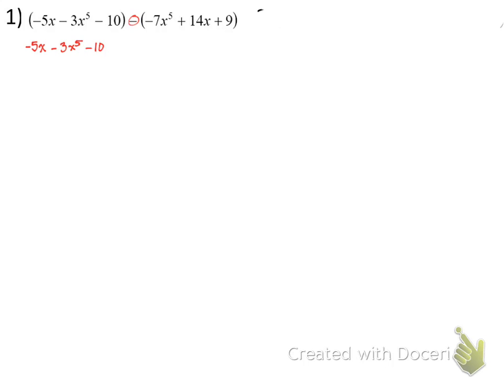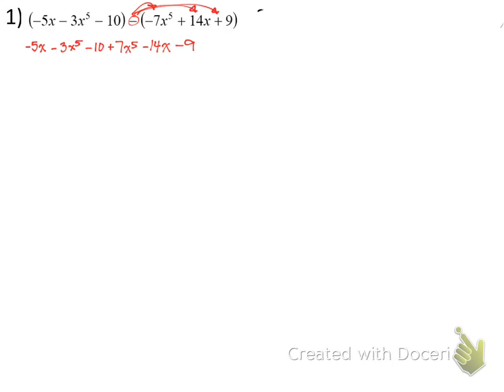Then we have a subtraction sign here. We want to distribute the subtraction sign into each of these terms. So a negative times a negative 7x to the 5th is a positive 7x to the 5th. Then a negative times a 14x is a negative 14x. Then a negative times positive 9 is negative 9. Now we have the correct signs.